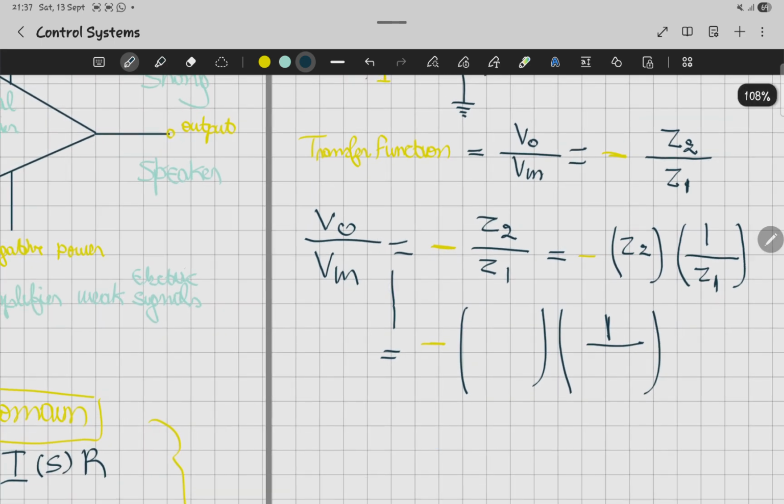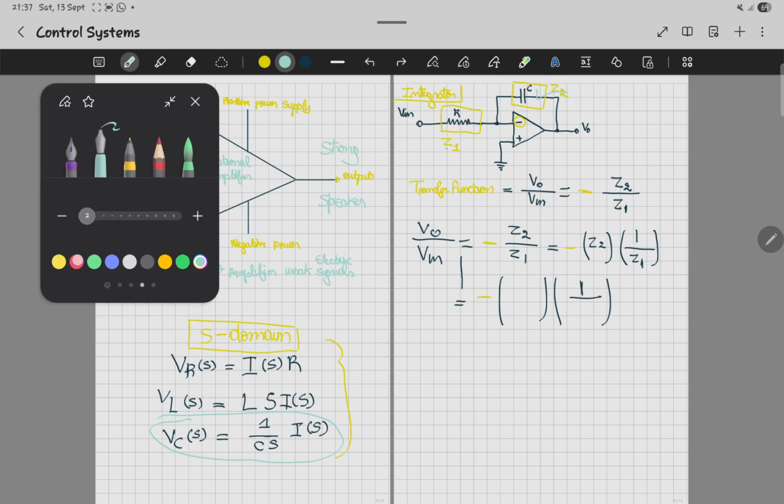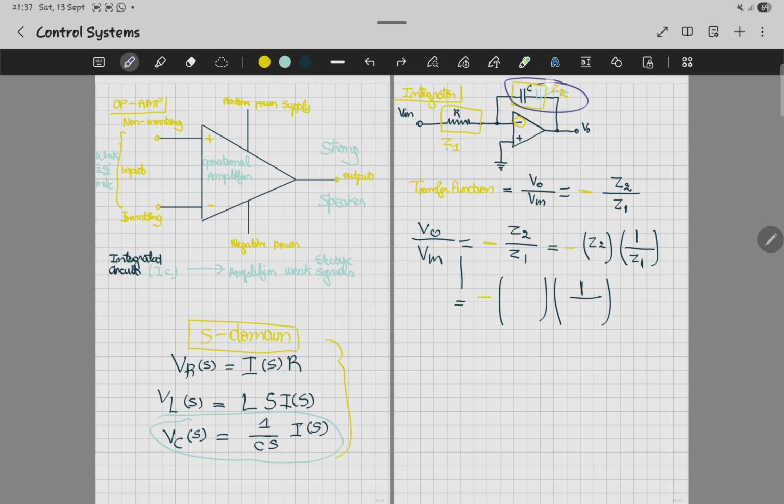So what is Z2? As I said, Z2 is actually this one there. So I'm going just to highlight it. This is our Z2. So we're going to replace the value of C. This is the formula of VC, so we're going to replace it into Z2.